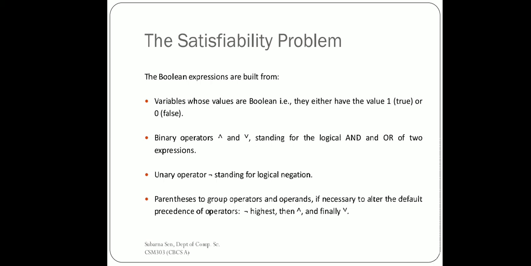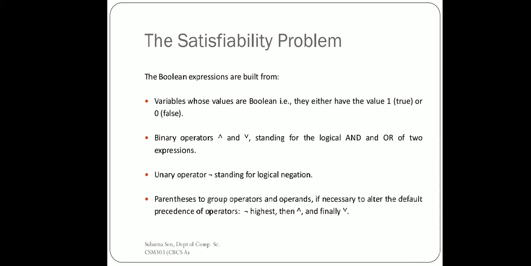Here the Boolean expressions are built from what? The variables whose values are Boolean, that is, either they have value true, that is 1, or false. We know all this. And there are some binary operators, namely the logical AND is denoted with this sign, and logical OR is denoted with the second sign. There is a unary operator, and this is called logical negation. We're just recapitulating all this because we know all this.